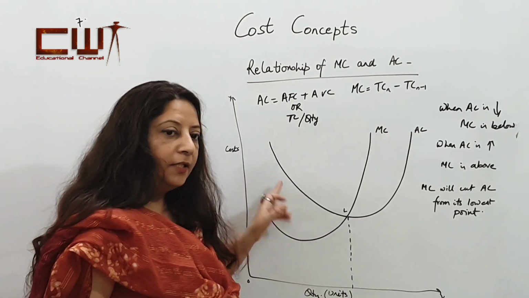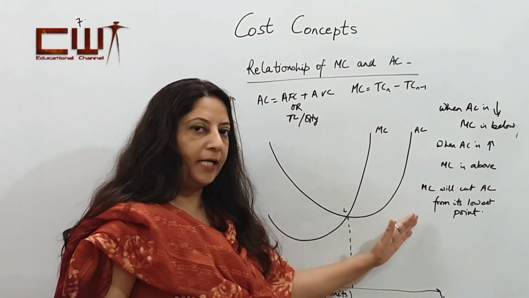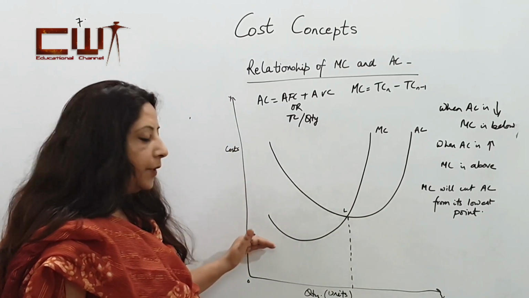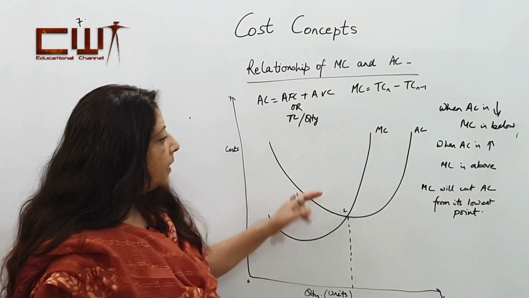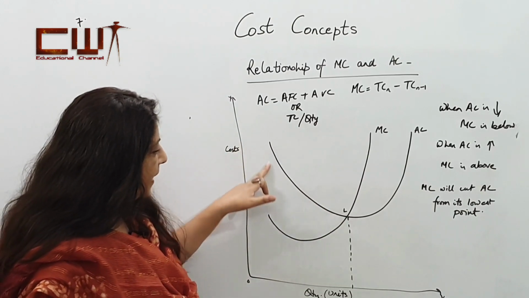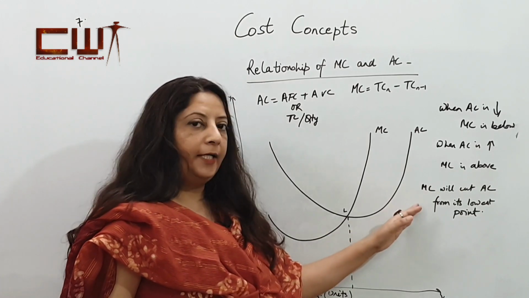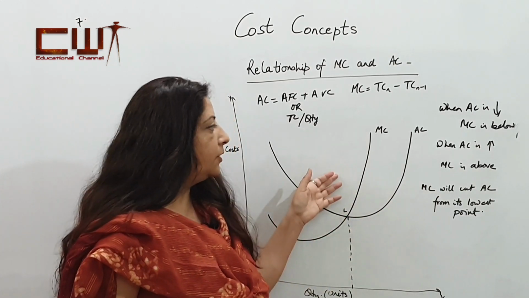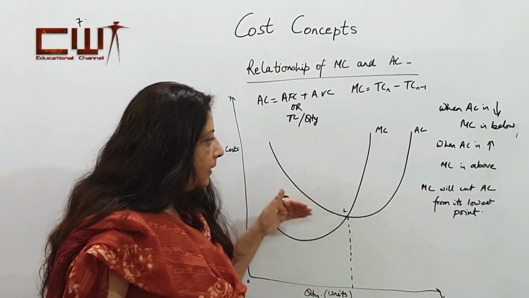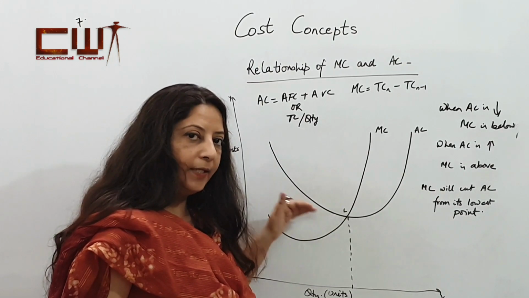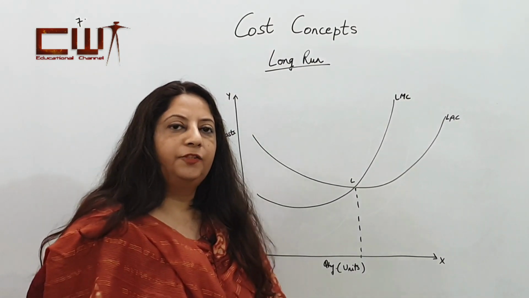AC, the average cost curve, is a U-shaped curve. Initially the cost comes down, then it starts to rise. Marginal cost is also a U-shaped curve, but it cuts the average cost curve from below. The relationship is repeated again: when the average is falling, marginal cost is below it. When the average is rising, marginal cost is above it, and marginal will cut the average cost curve from its lowest point.